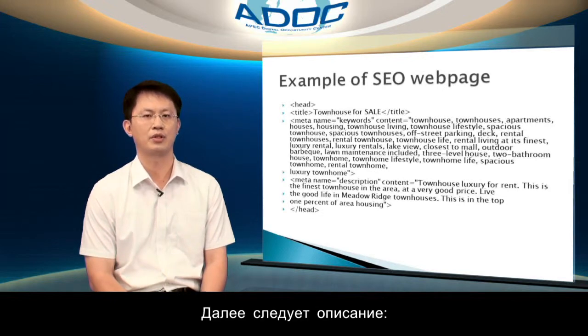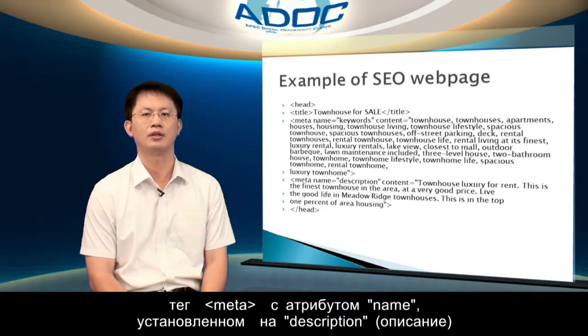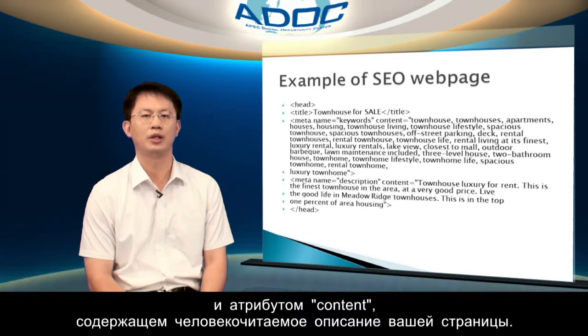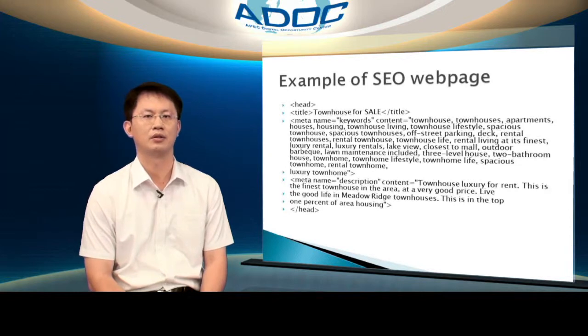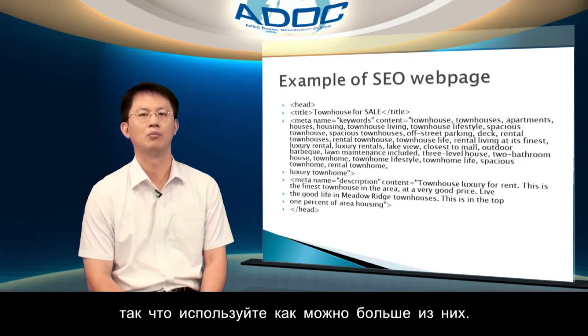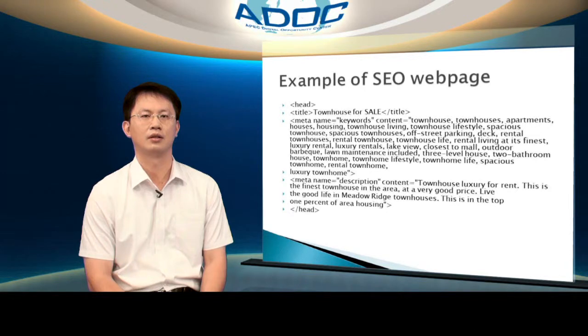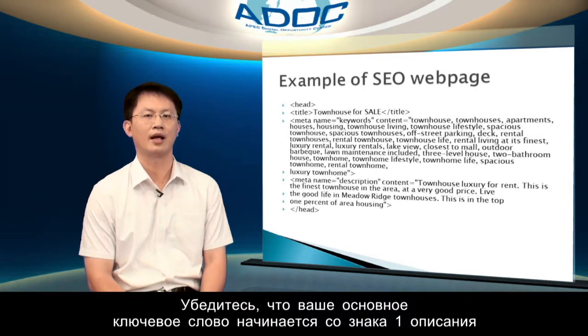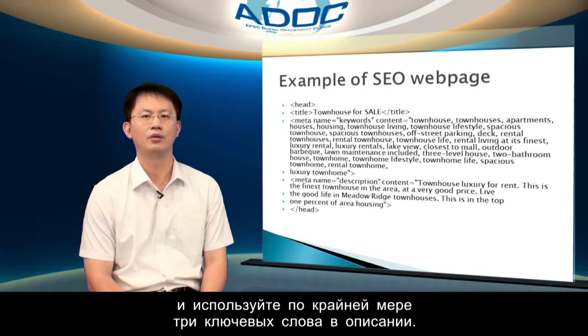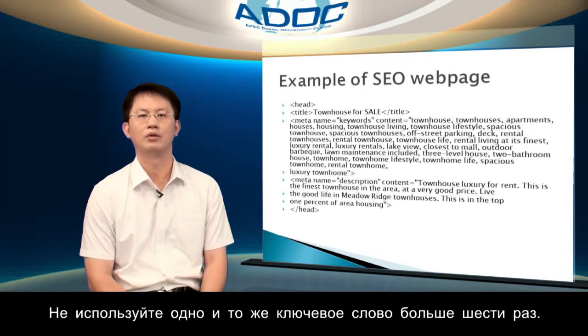And next comes the descriptions, which is a meta element with the name attribute set to descriptions, and the content attribute set to a human readable description of your page. Descriptions can be up to 350 words, so make the most of that. And make sure your primary keyword is at character 1 of the description. And use at least 3 of your keywords in the descriptions. Don't use any one keyword more than 6 times.